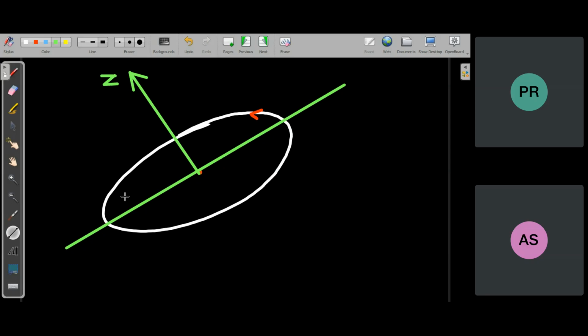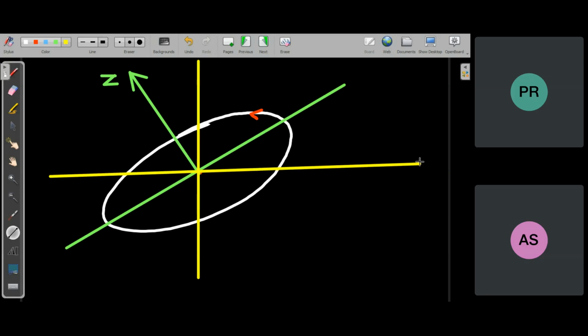Yes, sir. So it will be along the axis. But now, if you say that no, I will take my y-axis as this, and my x-axis as this, then you will have to take components.